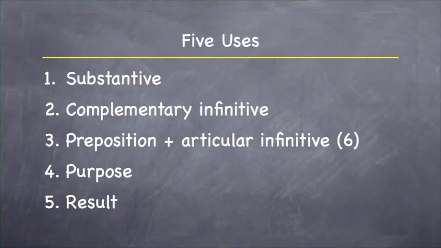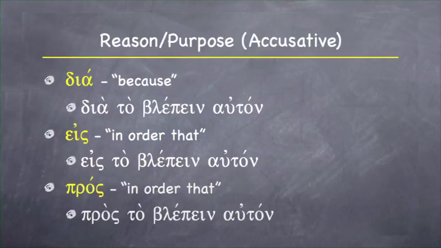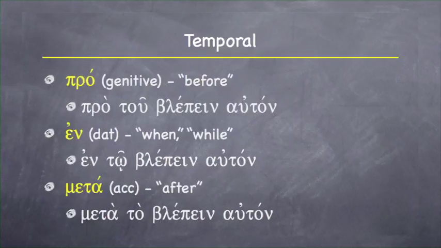In terms of specific translation, we saw five ways in which we will be translating the infinitive. They function as a substantive, often as an articular infinitive in this case. The infinitive can be a complementary infinitive. And we saw that there are six prepositions which, when joined with an articular infinitive, have a very specific meaning. Dia will mean because, eis and pros will mean in order that, pro will mean before, en will mean when or while, and meta will mean after.